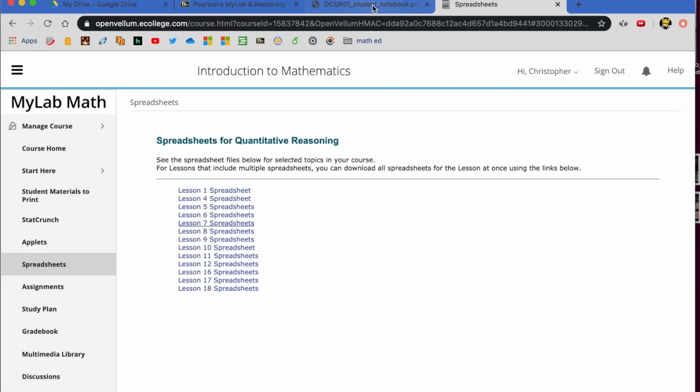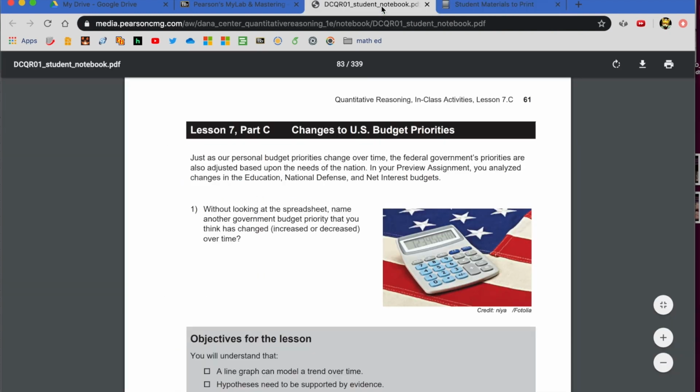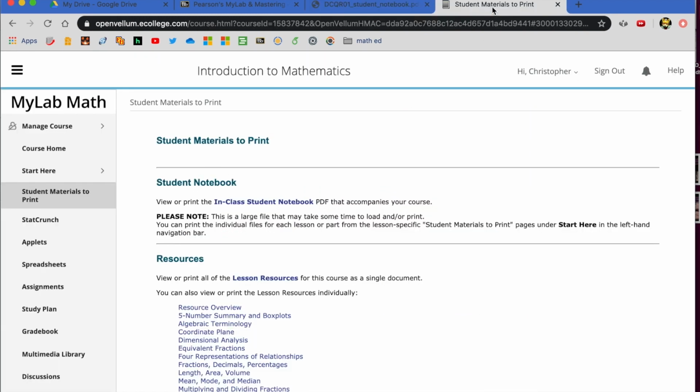I already did that. And also, if you need your workbook, it is also here under Student Materials to Print, in-class student notebook, and you'll get the PDF. And you can scroll down until you find Lesson 7C. So that's what we're going to be using today.